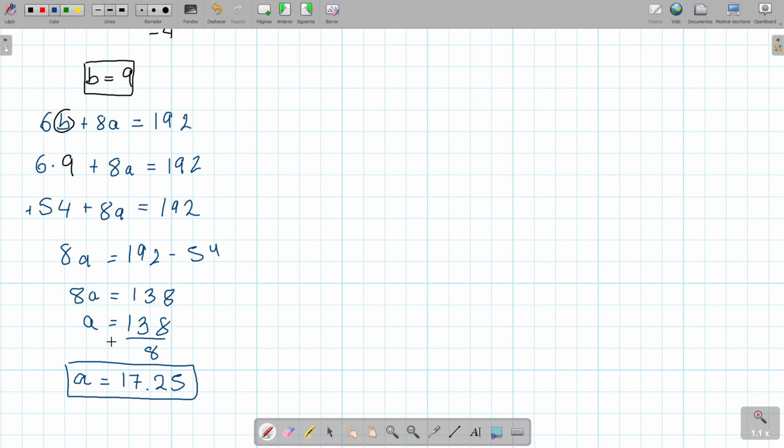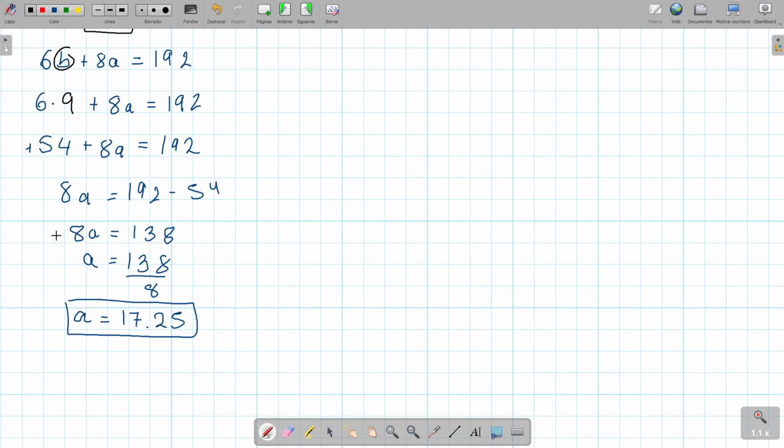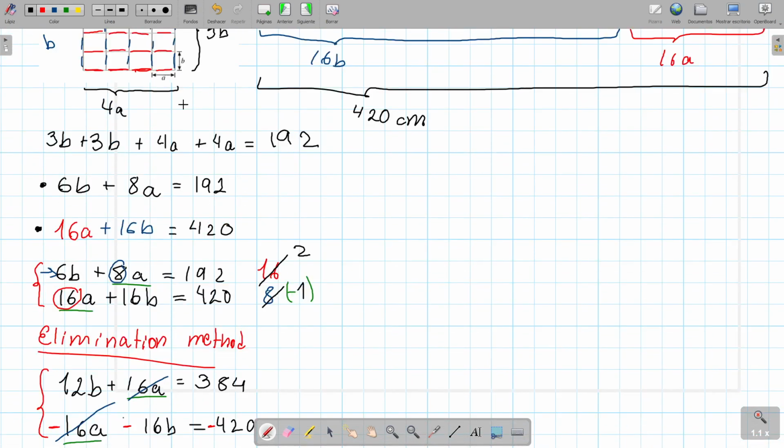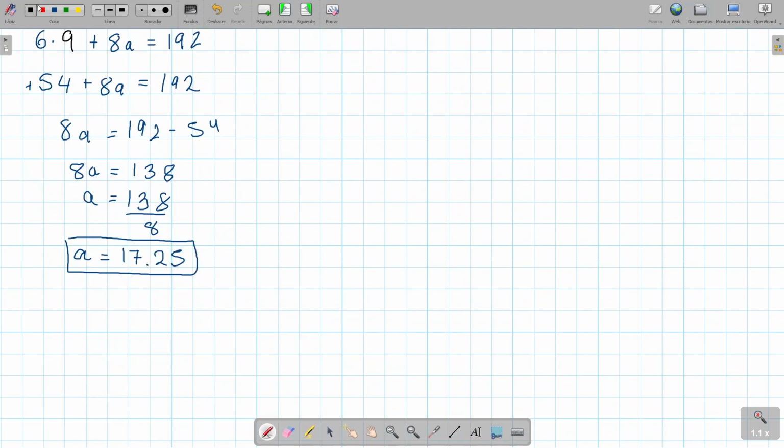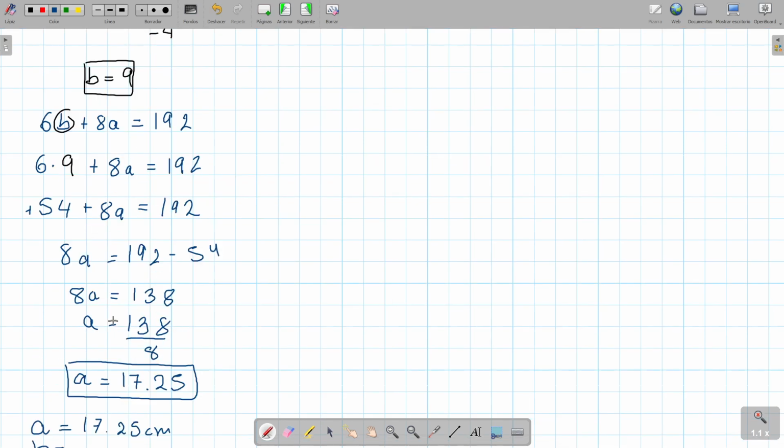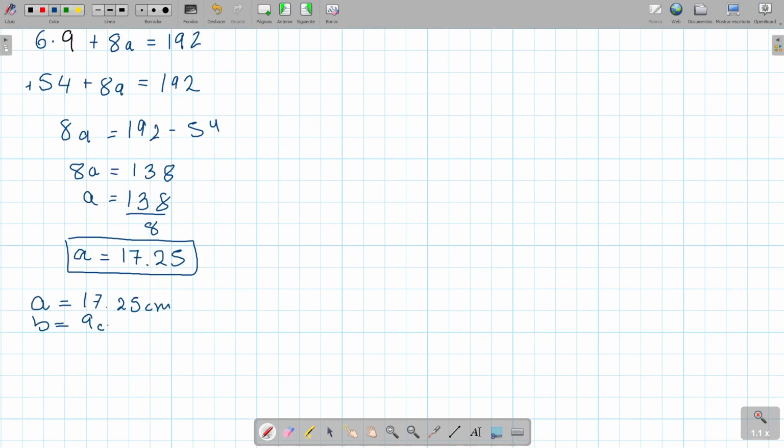Remember, when we are talking about a and b, we are talking about the length, right? So a is going to be 17.25 centimeters, and b is going to be 9 centimeters. And we are done with the exercise.